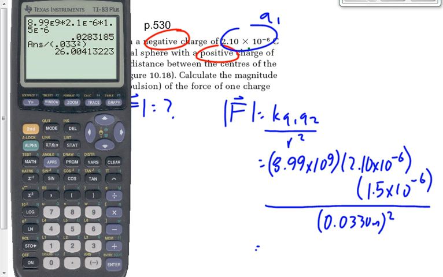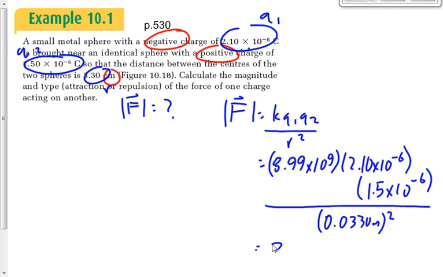We get a force here of 26 newtons. That's the magnitude of the force. Notice the absolute value signs. That tells me that that equation is only ever going to get me the magnitude, not the direction. What about the direction? Is it attractive or repulsive? We've got a positive and we've got a negative. It's going to be an attractive force. The equation doesn't tell me that. Simply by virtue of the fact that one's positive and negative, I can determine that it's an attractive force.